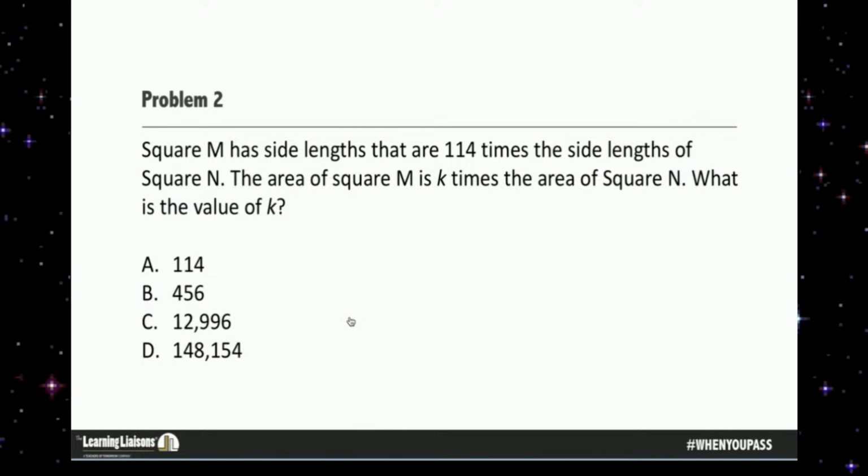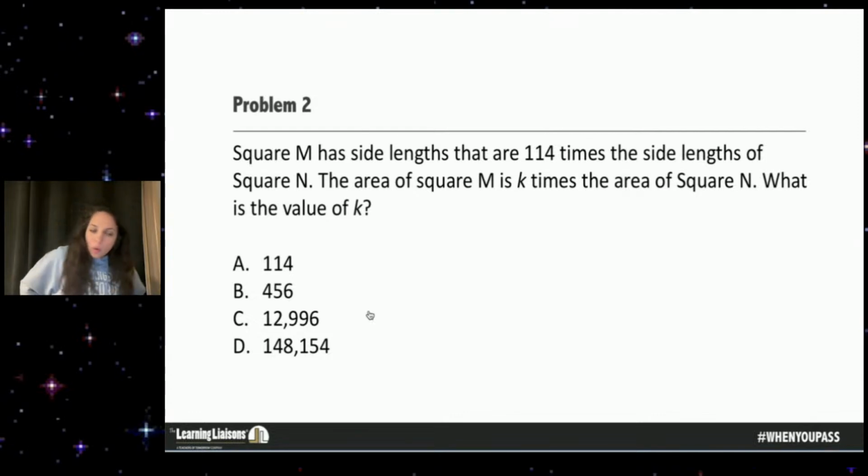Square M has side lengths that are 114 times the side lengths of square N. The area of square M is K times the area of square N. What is the value of K?